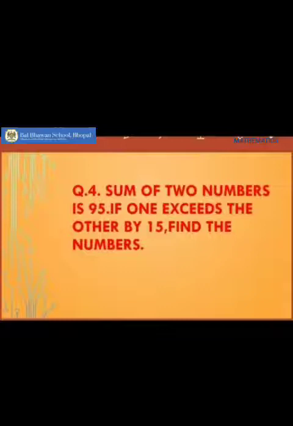Students, here you see that in this exercise, we are given some application based questions where we are given certain situations and we are supposed to convert those situations into linear equations in one variable, and after that, we have to solve the equation and find what we are supposed to calculate.